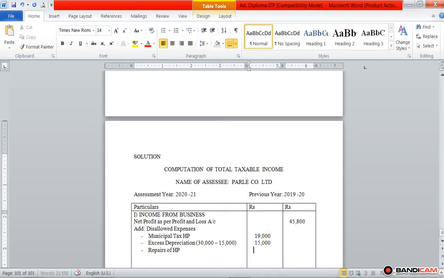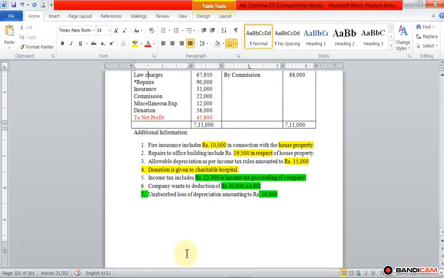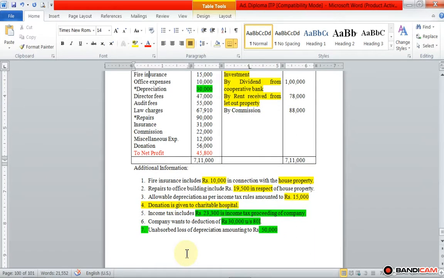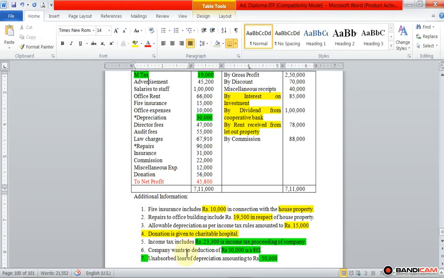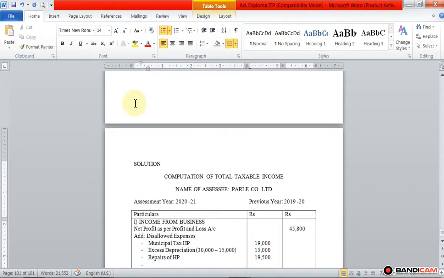$19,500. Then fire insurance. On fire insurance, additional information is provided: 10,000 of fire insurance relates to the office, that is, relates to the HP. 10,000 relating to the HP. HP means house property.